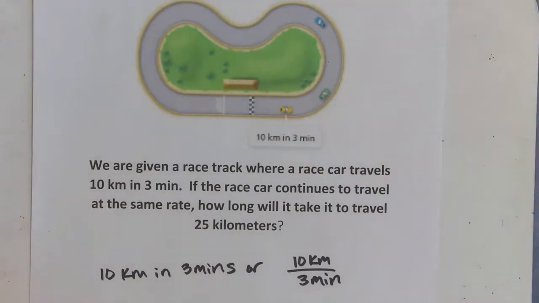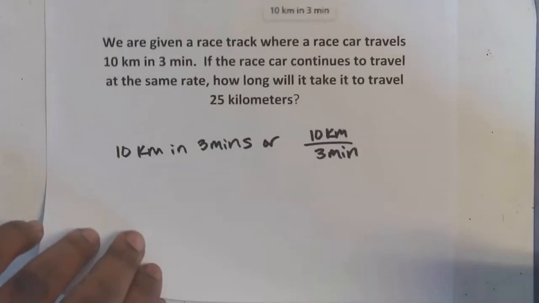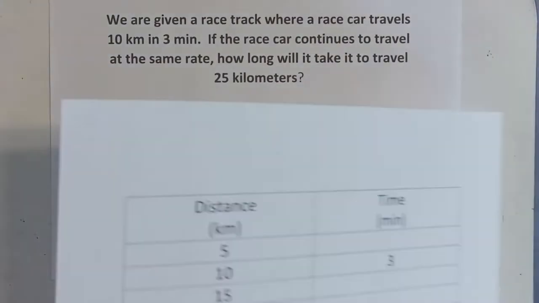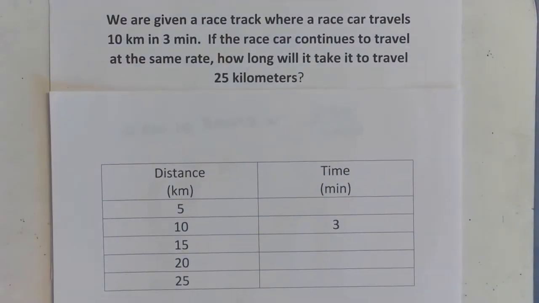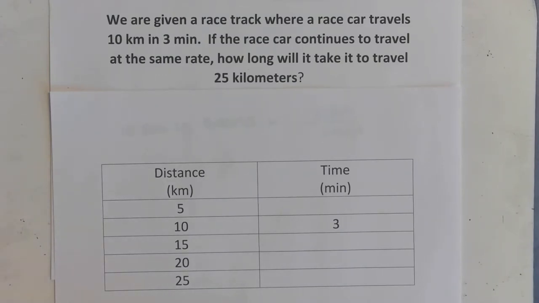Let's solve this in a couple of ways to show you how it connects to what we've been doing. So one way is we can use a ratio table. So let's start off with that. So here's our ratio table. Since we're given 10 kilometers and we are trying to find 25 kilometers, we can set up each column for distance in increments of 5, which is what we did here. So 5, 10, 15, 20, 25.